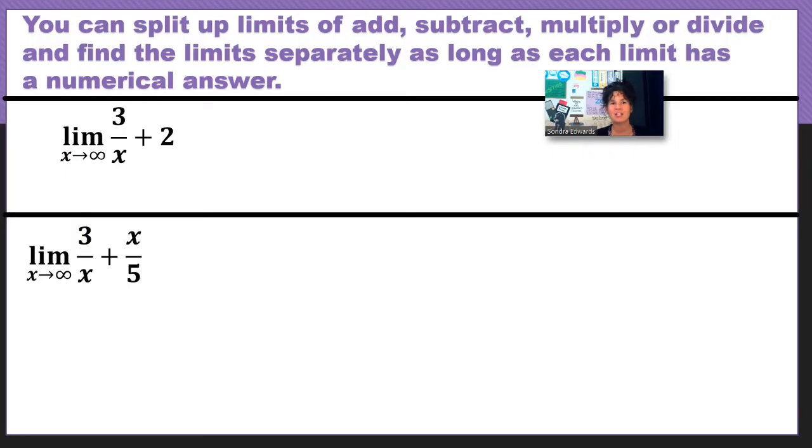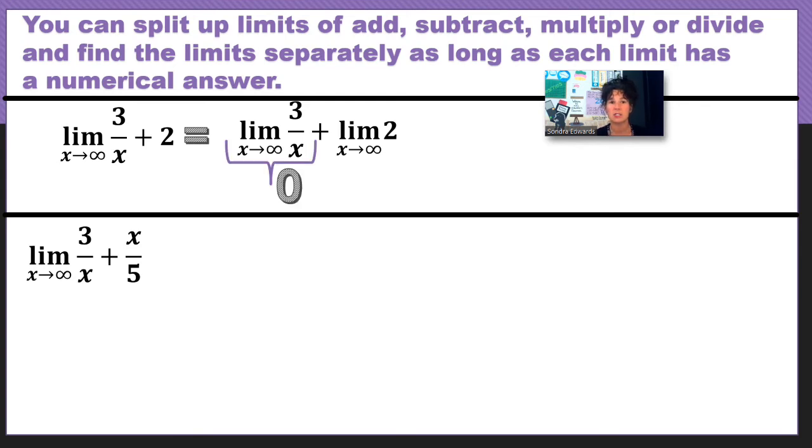If we use the properties of limits, in this first example, we could pull apart the addition here, 3 over x plus 2, and find the limit of each one separately and then put them back together. So the limit as x goes to infinity of 3 over x, that means we're dividing the 3 by a larger and larger number, so the overall answer is going to go to 0.